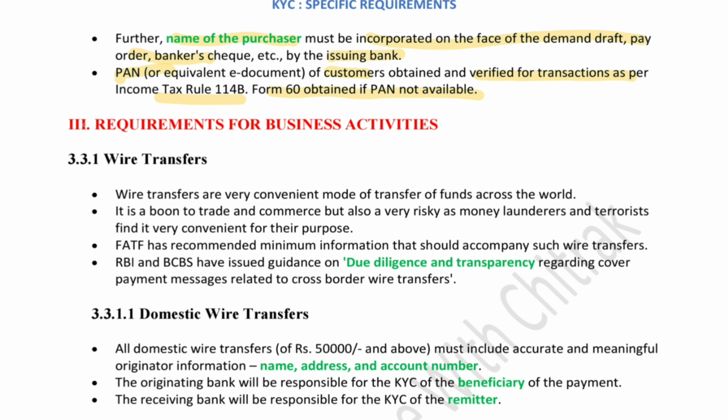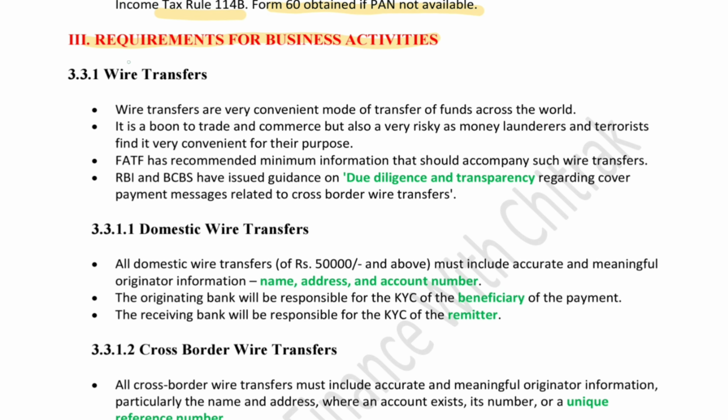Next we discuss the third part of this chapter, that is requirements for business activities. First, wire transfers. Wire transfers are a very convenient mode of transfer of funds across the world. It's a boon to trade and commerce, but is also very risky as money launderers and terrorists find it very convenient for their purpose. FATF has recommended some minimum information that should accompany such transfers.